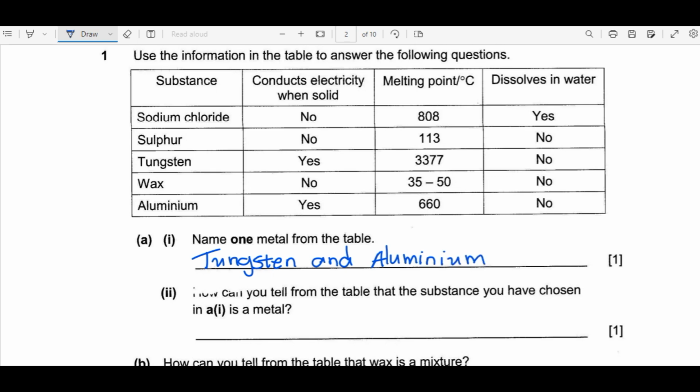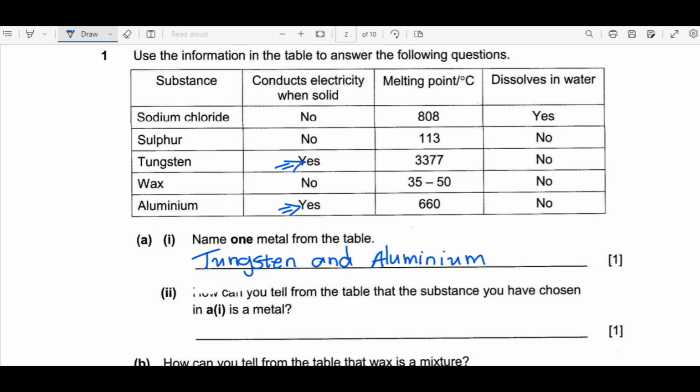Then Roman number 2, how could you tell from the table that the substance you have chosen in A1 is a metal? From the given information, we can use the conductivity of electricity when in solid state. If you look at the tungsten, we have yes, and the aluminium also yes. So only metals have the ability to conduct electricity when in solid state. Most of the metals have a high melting point.